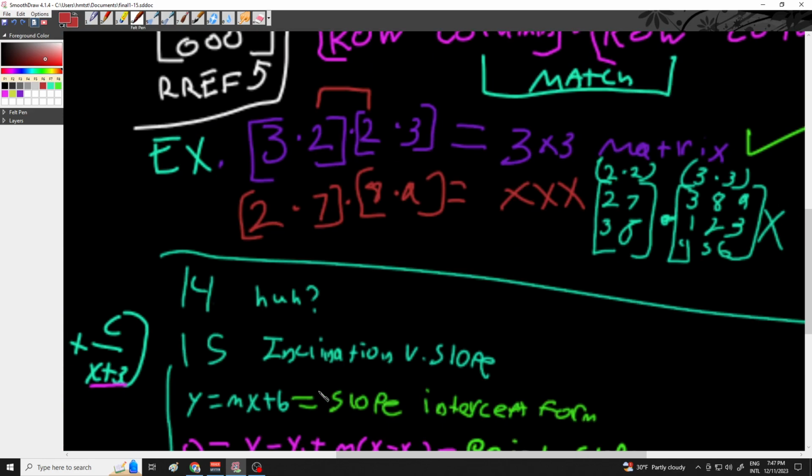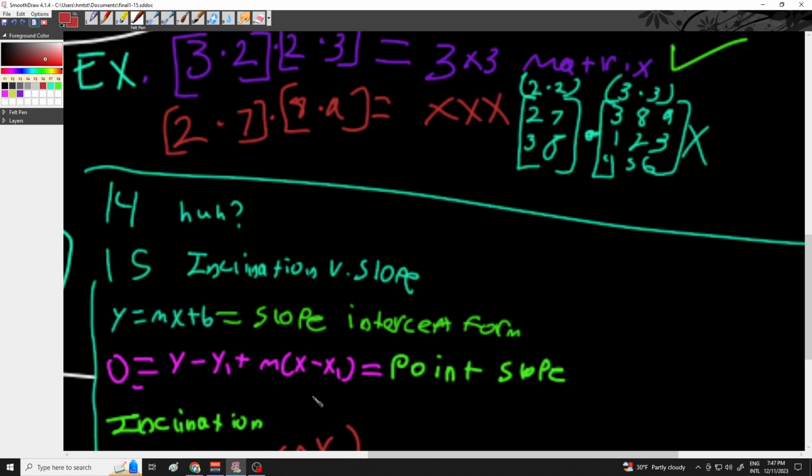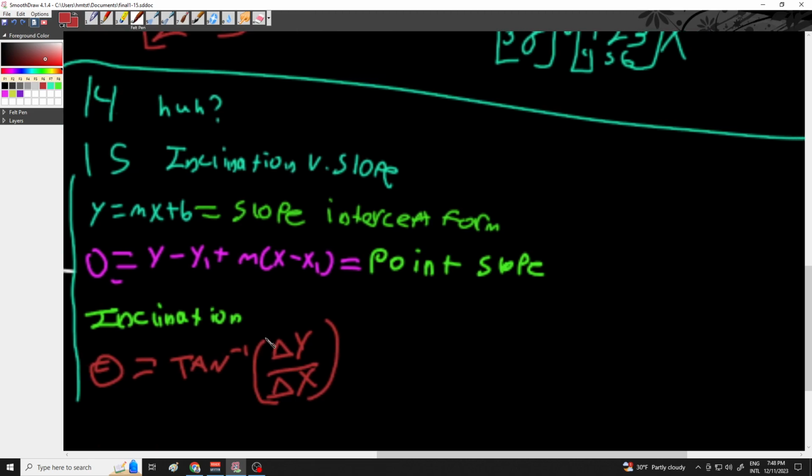Let me scroll down. Number 14 never gave us a statement to work off of, so I just called it a day there. 15 is the inclination versus the slope.